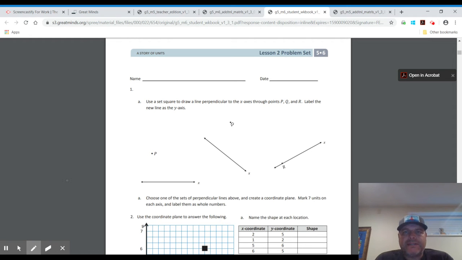Welcome to Lesson 2 on Unit 6. This is also a lesson on graphing. This is the second part.